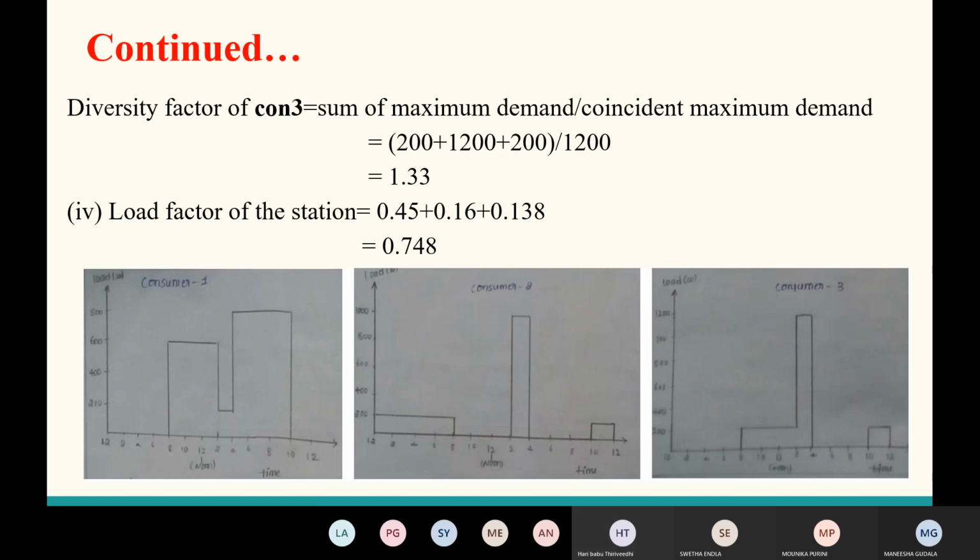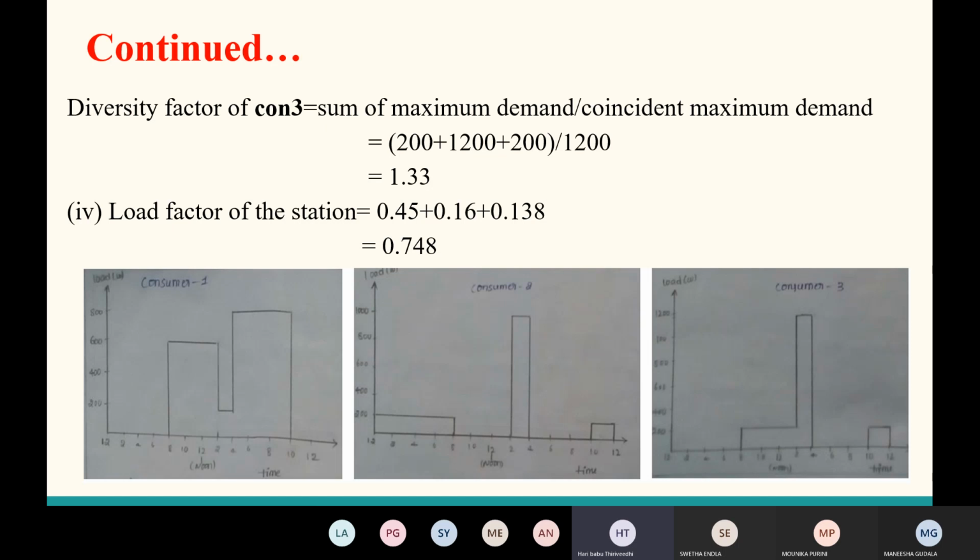The table consists of 3 columns: first column feeder number, second column demand, third column power factor. Feeders 1, 2, 3, 4. Demand: 900 kilowatt, 1000 kilowatt, 2100 kilowatt, 2000 kilowatt. Power factor: 0.85, 0.9, 0.95, 0.9. All are lagging. Find the maximum kVA demand on the transformer.